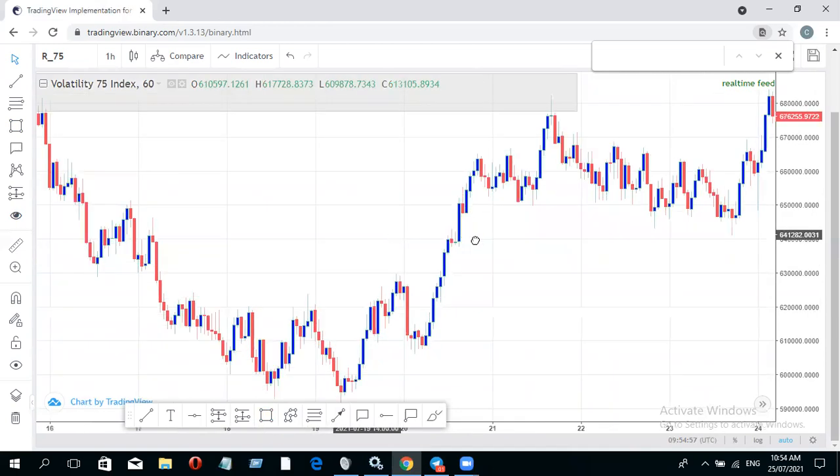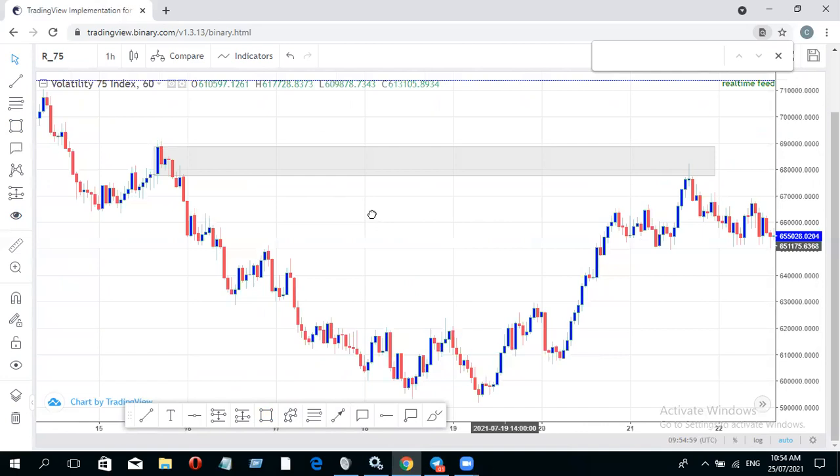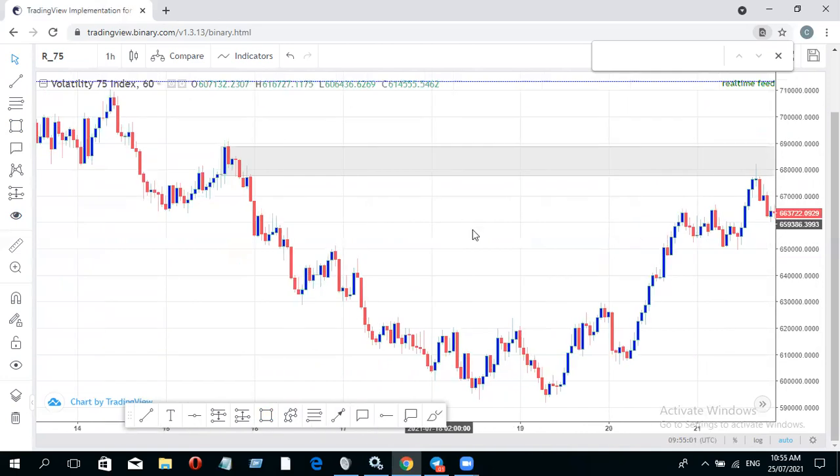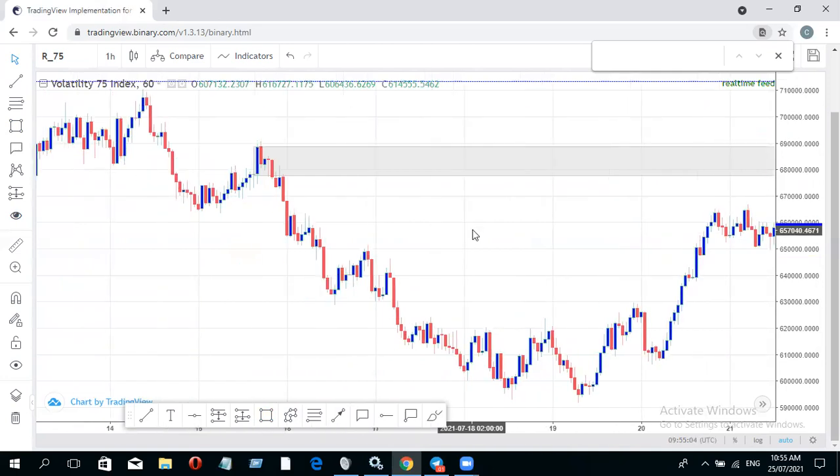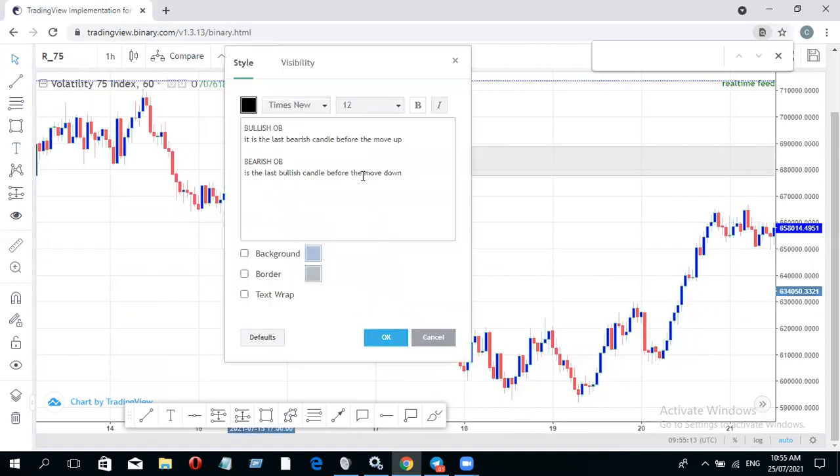You're trying to trade in line with the trend. Don't always trade against the trend. Always spot bullish order blocks that are in line with the trend, all right? They can give you sharp entries. To trade order blocks, you can either play the open price or the 50%.